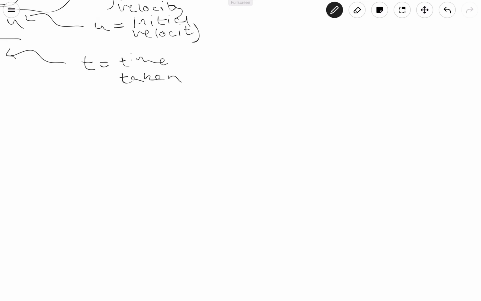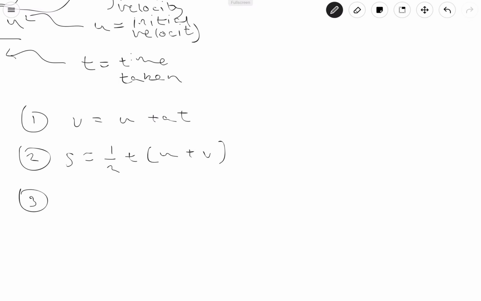Now, I'm going to write down the equations here, and I'll tell you how we can use them. So, firstly, V equals U plus AT. Secondly, we'll go in order of what's easier and what's a little bit harder. S equals half T (U plus V). 3, S equals UT plus half AT squared. 4, S equals VT minus half AT squared.